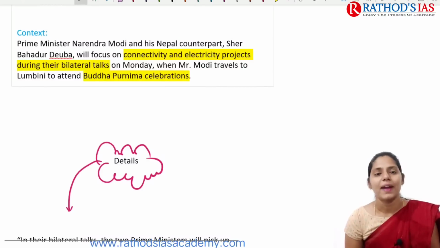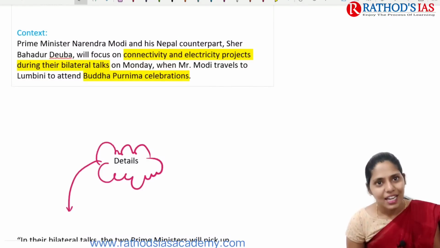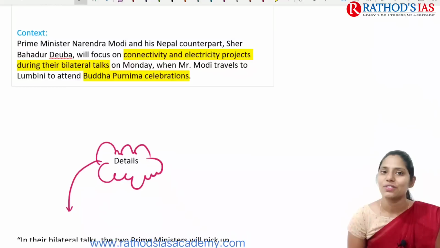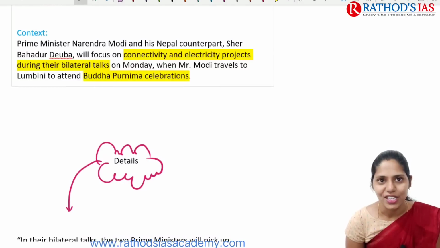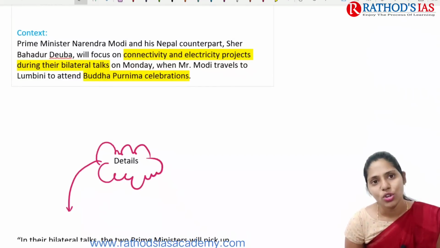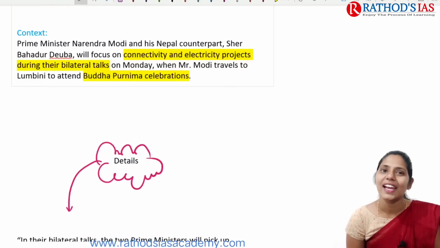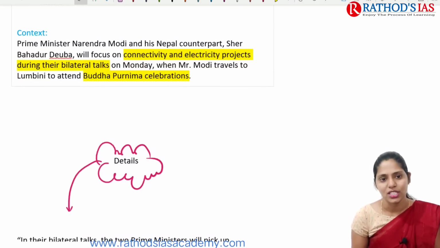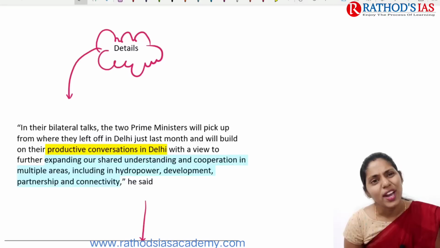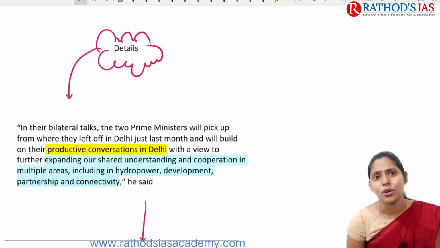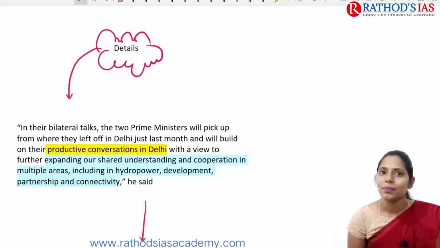Actually, our Prime Minister Modi ji and Nepal's counterpart will focus on connectivity and electricity projects during the bilateral talks on Monday. On Monday, we are going to have bilateral talks with Nepal. Some important highlights of this meet will be connectivity projects and hydroelectricity power projects. If you ask why our Prime Minister is visiting Nepal, it is on the occasion of Buddha Purnima.